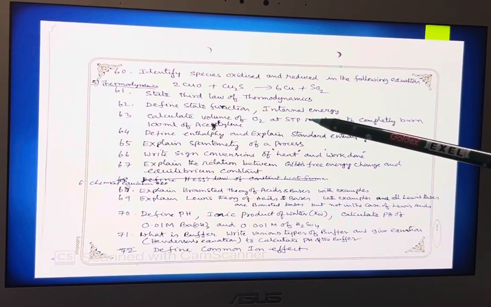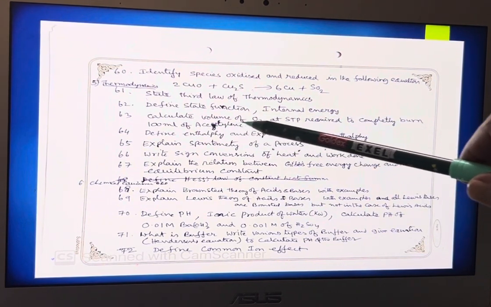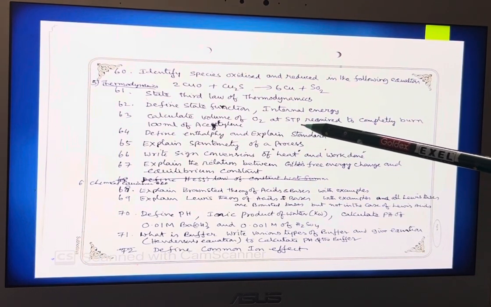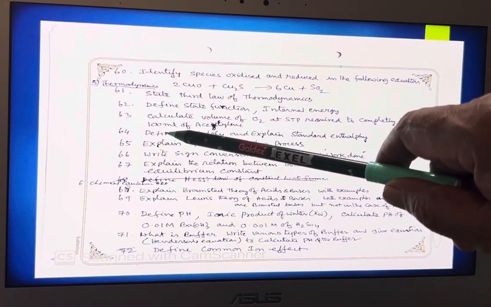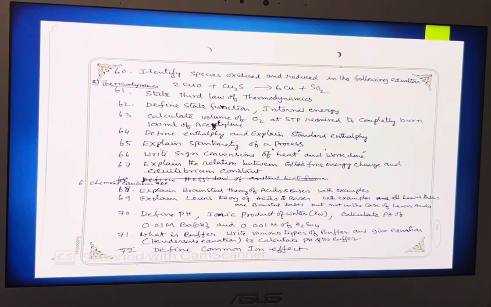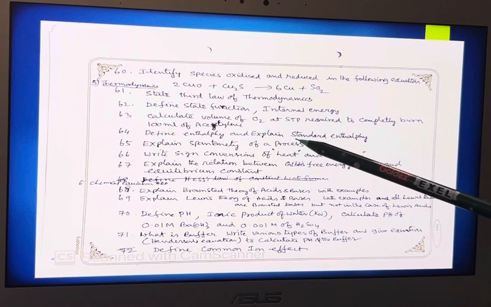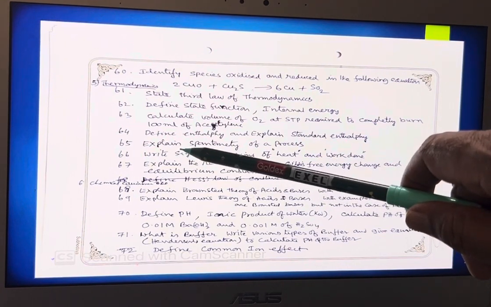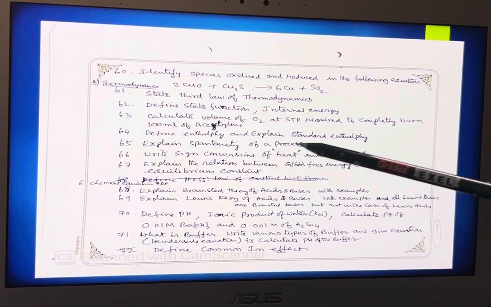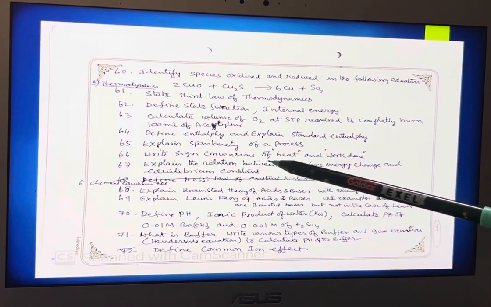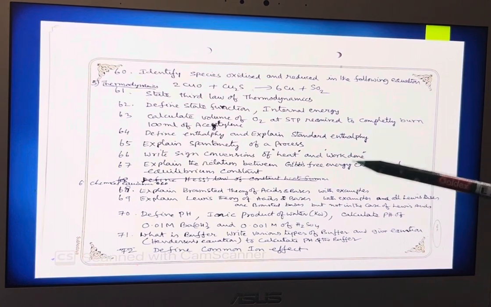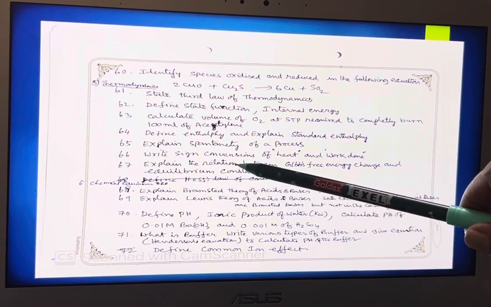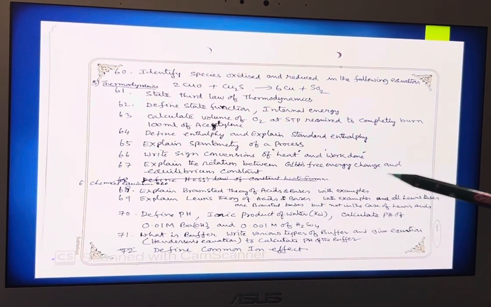Define state function, internal energy. Calculate volume of O2 at STP required to completely burn 100 ml of acetylene. Define enthalpy, explain standard enthalpy. Explain spontaneity of the process. Write sign conventions of heat and work done. Explain relation between Gibbs free energy and the equilibrium constant.